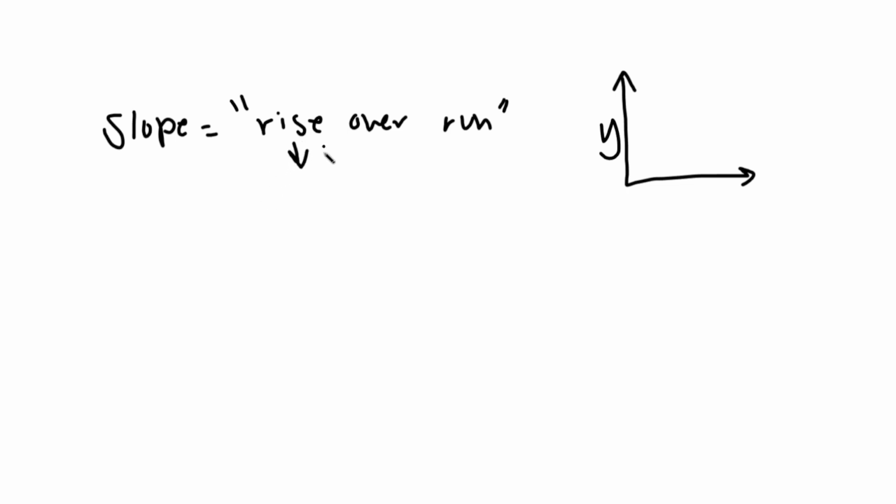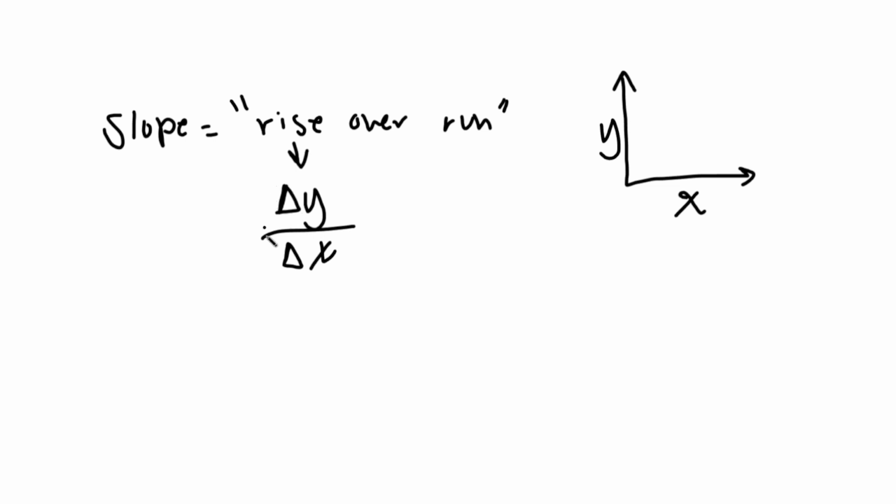So rise signifies how much it is moving up and down, so the y-axis, the y change, over run, which is, of course, the x-axis. How much is it moving left and right? So this ends up being the change in x.